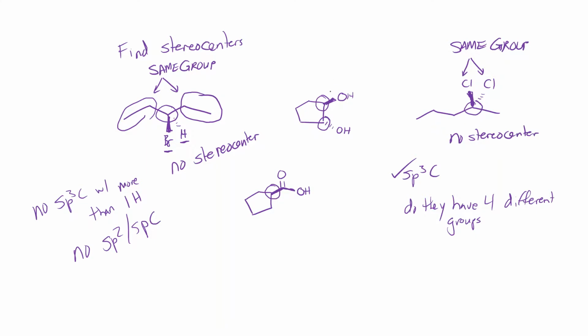This OH group, so we have an OH. We have a hydrogen that I haven't drawn in, but there's a hydrogen that's implied there, so that's group 2. We have a CH2 group as group 3, and then the rest of the ring as well. And then over here we have a CH that's got an OH attached to it, so that's different from the CH2, so we have group 3 and group 4. So this carbon has 4 different groups. It's an sp3 carbon. This is a chirality center or a stereocenter.